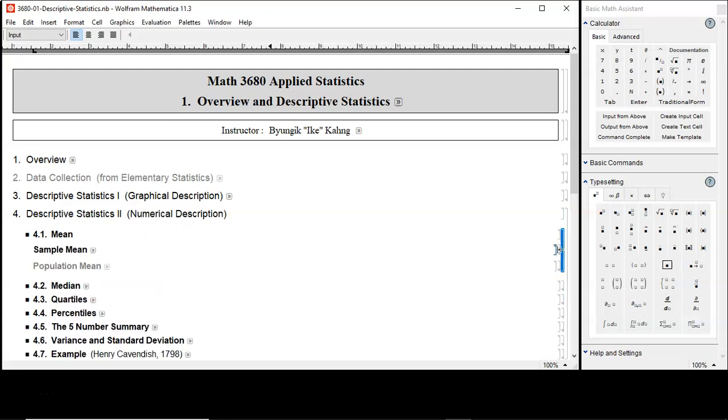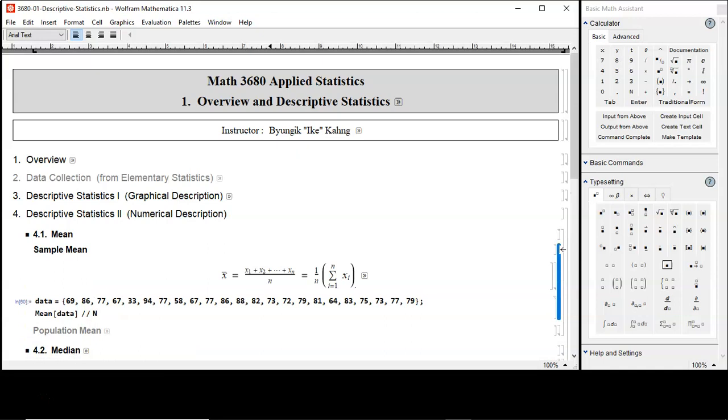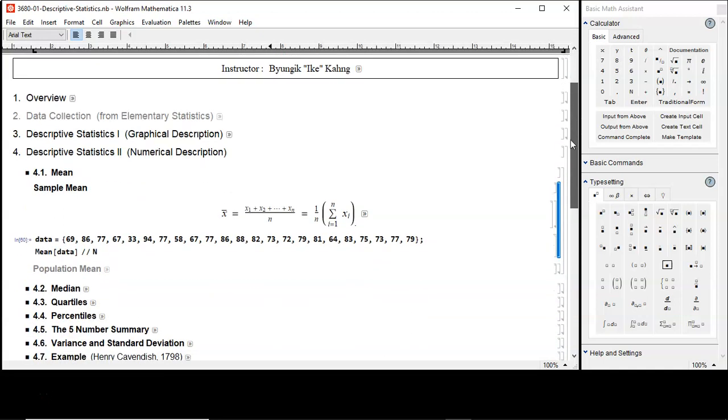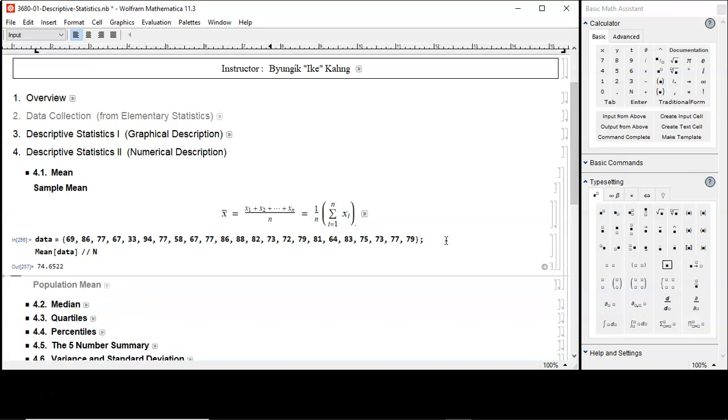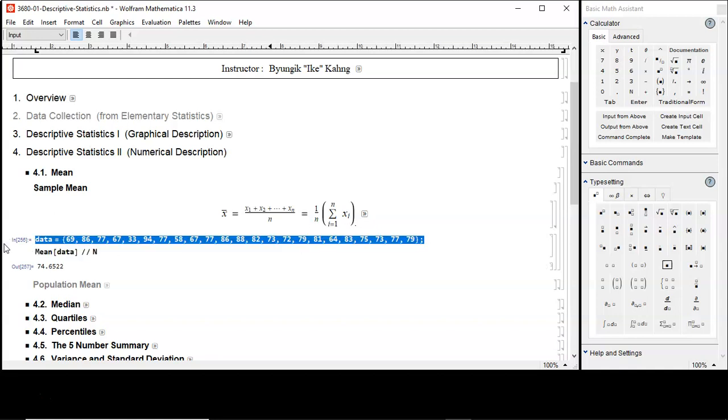One way to describe data numerically is to take the average, or we call it the mean. How do we do that? It's easy. Add up everything and divide by the total. Please recognize this data set is the same data set you have been using.